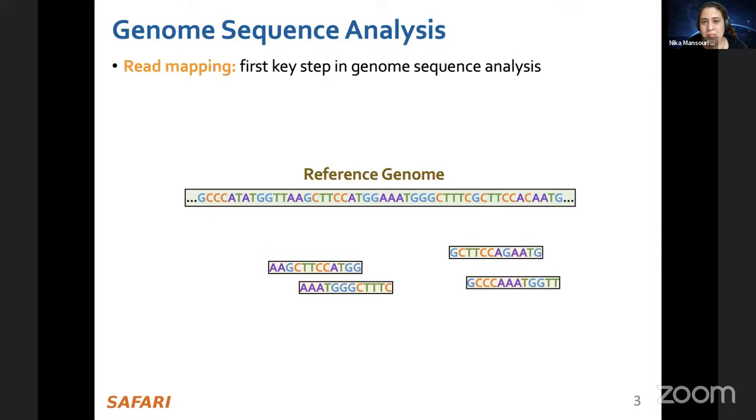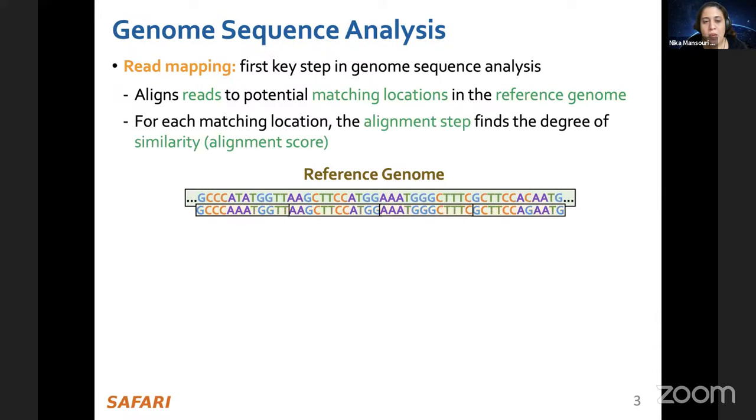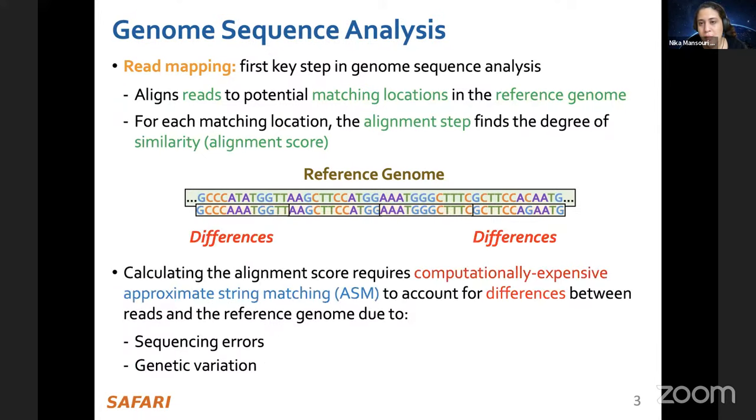Read mapping is one of the first key steps in genome sequence analysis that aligns these smaller segments, or reads, to potential matching locations in the reference genome. For each matching location, the alignment step finds the degree of similarity, or alignment score, between the reads and the reference genome. Calculating this alignment score requires computationally expensive approximate string matching, or ASM, to account for differences between the reads and the reference genome that might occur due to sequencing errors or natural genetic variations. Ultimately, it is these variations that lead to some biological or medical conclusions.